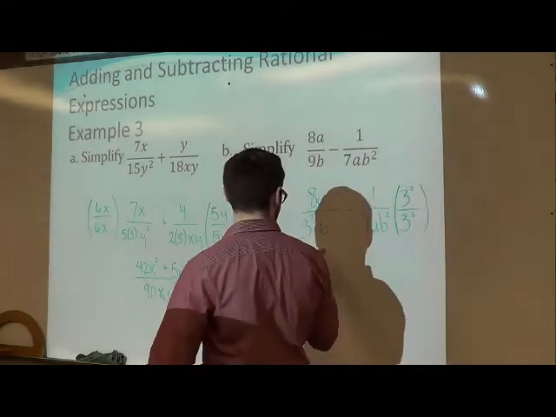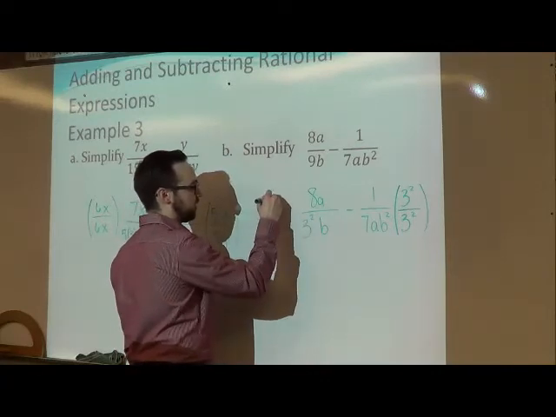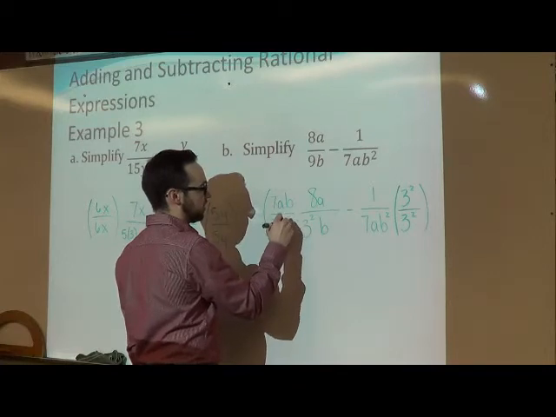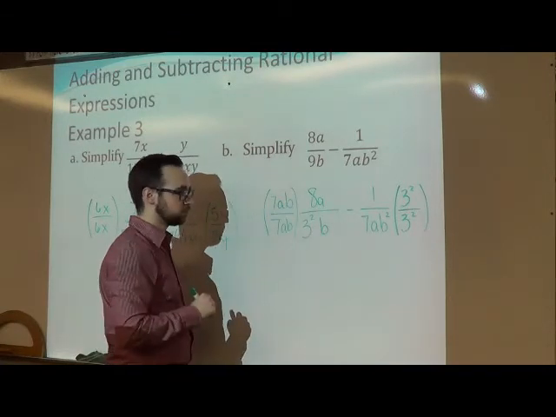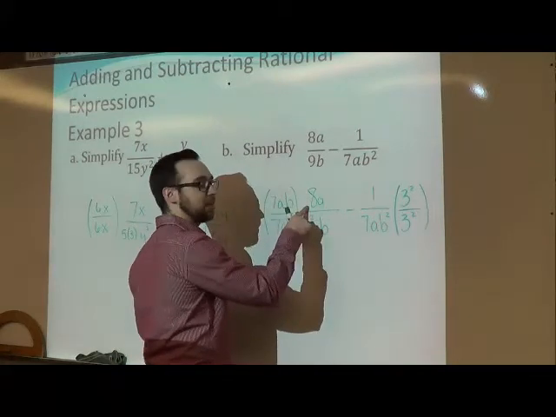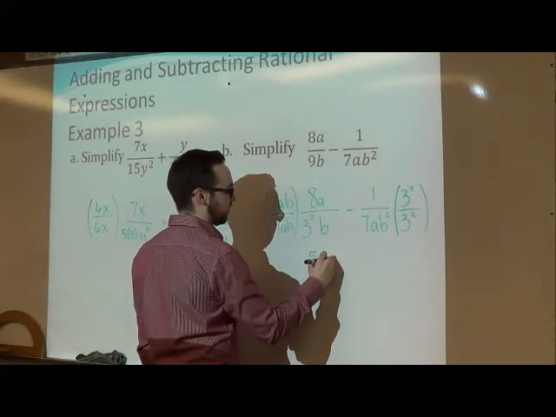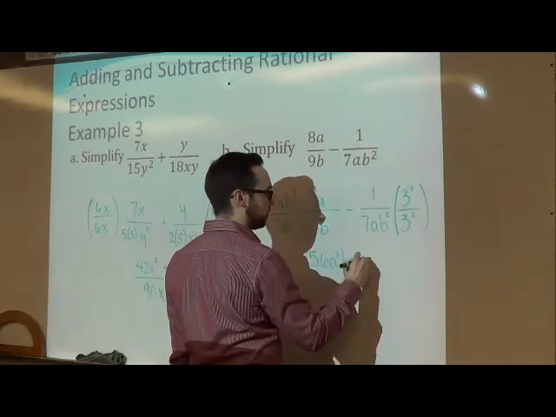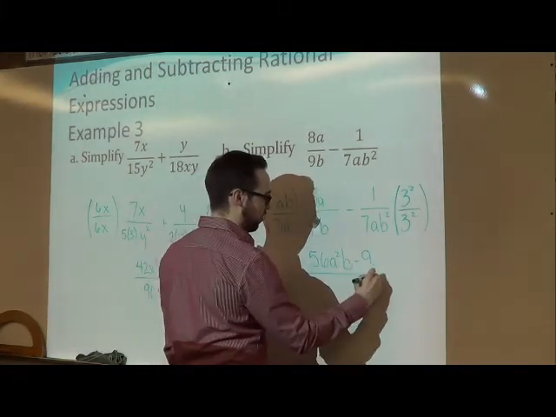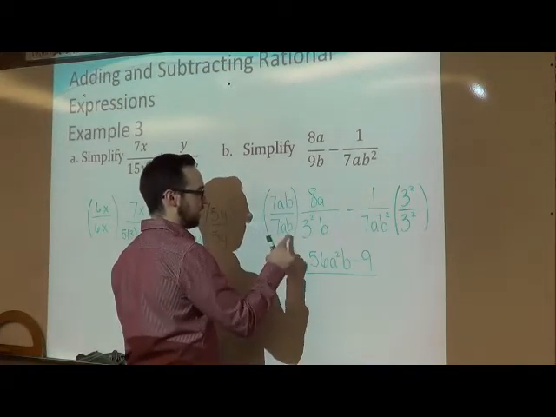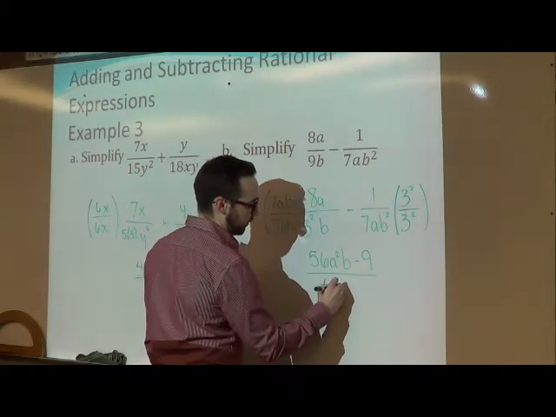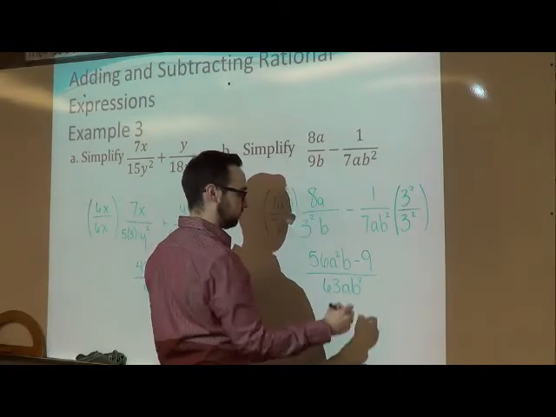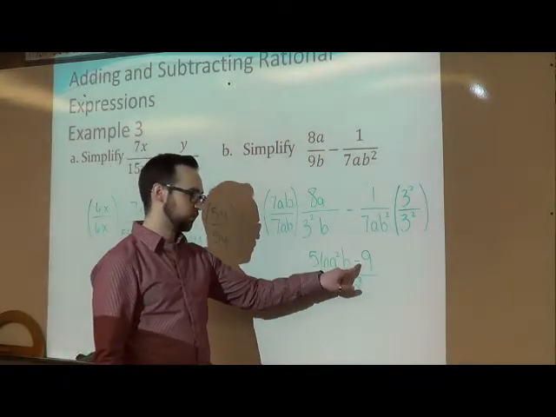What am I missing on this side? Over here, we're missing a 7, an a, and a b. So we have to multiply by 7ab. So let's multiply. 7ab times 8a is 56a squared b. 3 squared times 1 minus 9 all over the whole thing. So 9 times 7 is going to give us 63 a b squared. Again, no simplification because we're subtracting here.